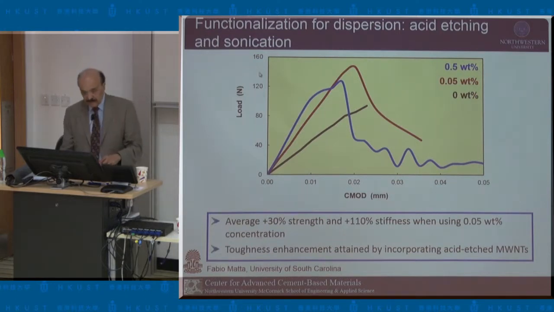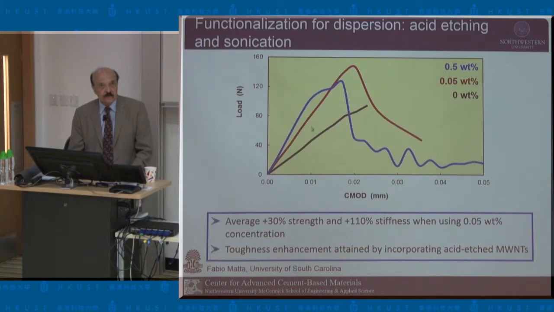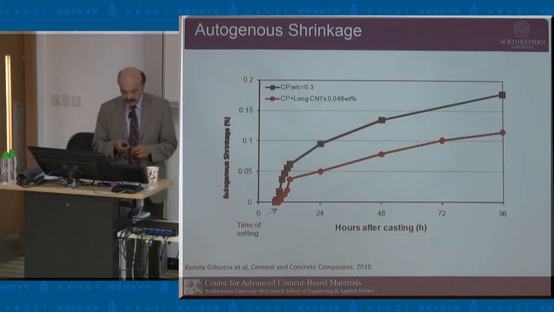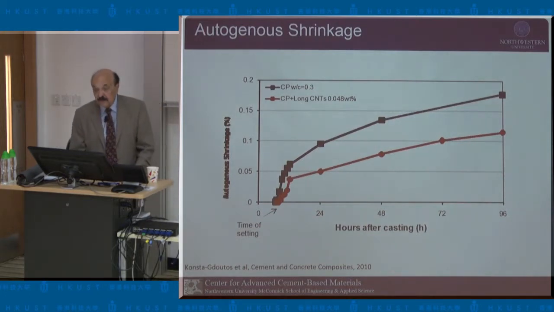concerned, the fracture property, some work done at the University of South Carolina, this is a classical fracture test where you measure load versus crack mouth opening. So this is plain cement, and this red one is 0.05% of nanotube. Very small amount, a substantial increase in modulus, substantial increase in flexural strength, and also toughness. This is carbon nanotube work. There will be more discussion next week on that.